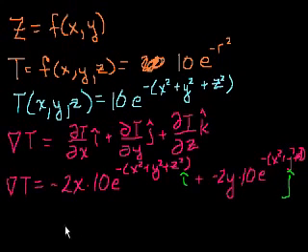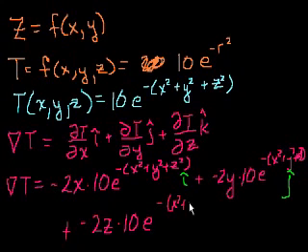And then finally, the partial derivative of the temperature function with respect to z. And that's just minus 2z times 10e to the minus x squared plus y squared plus z squared. This is just the chain rule, and I'm treating the other two variables, the ones I'm not taking the partial derivative with respect to, as constants. And then all of that times the unit vector in the k direction.